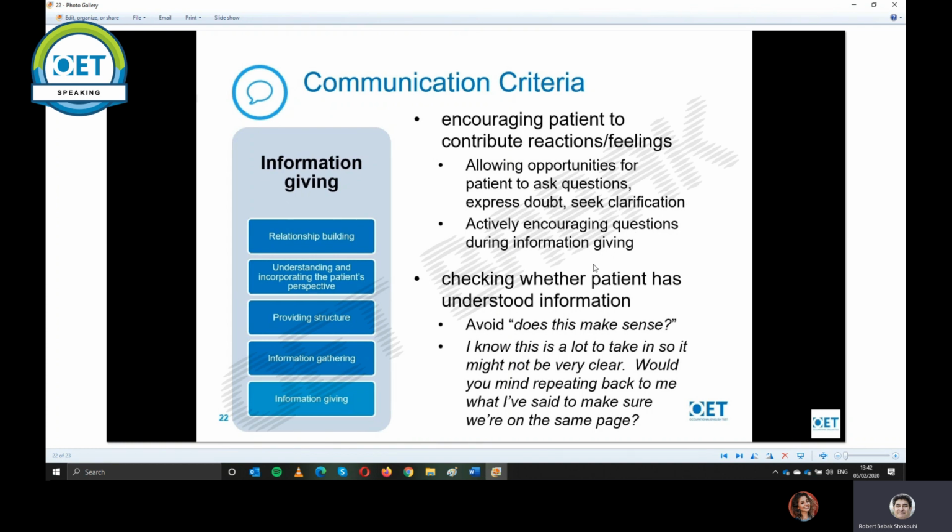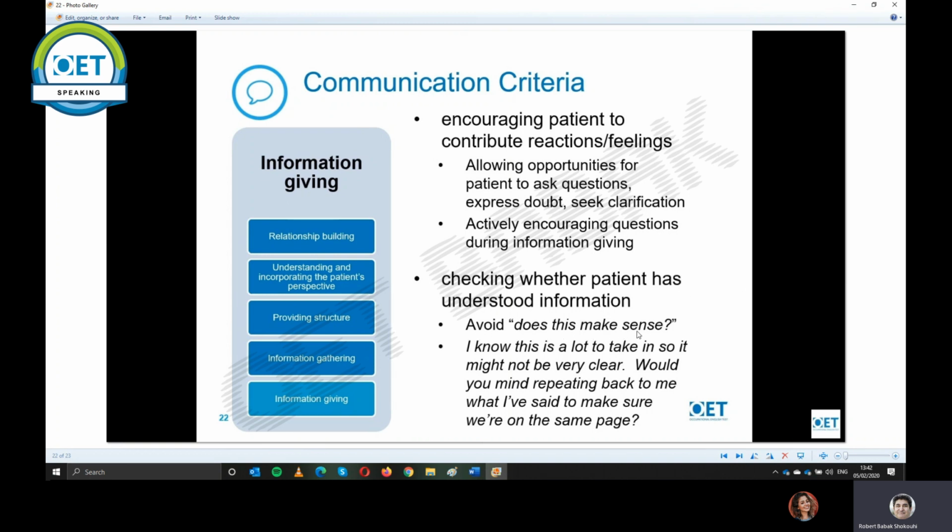You say, yes, I understand what you're worried about. But yes, we can do a blood test. It's not typical chest pain. It's very unlikely to be a problem, but we can do a blood test. Okay? And then at the end, you check whether the patient has understood the information.